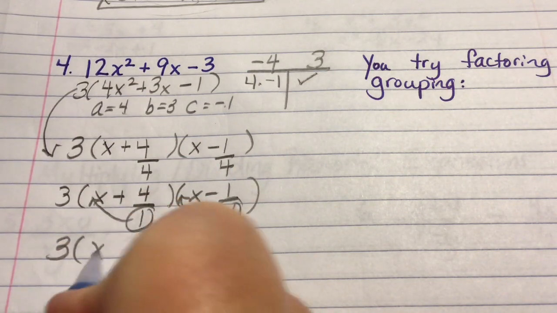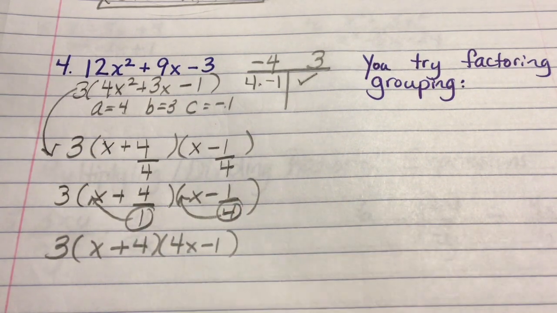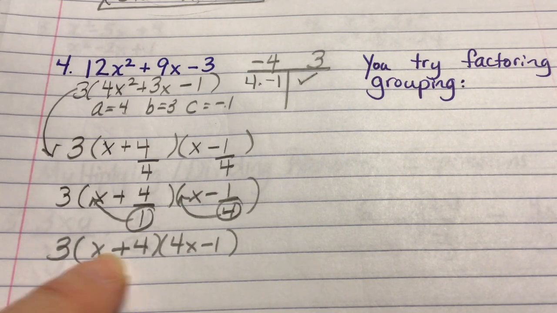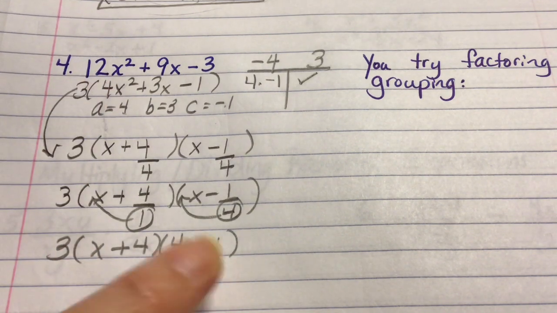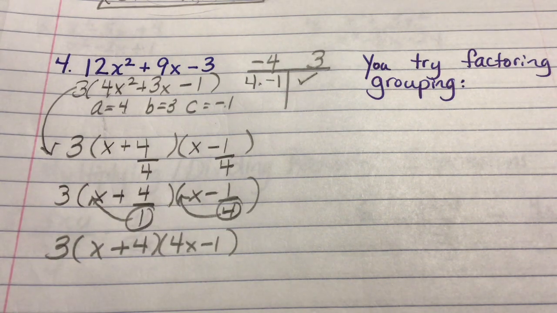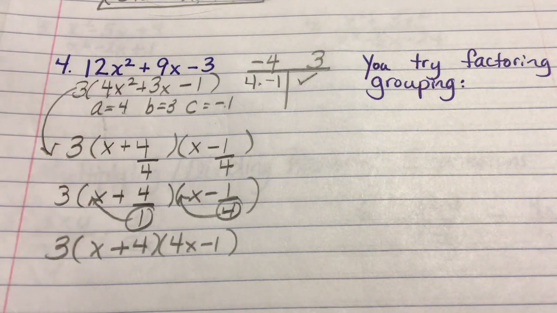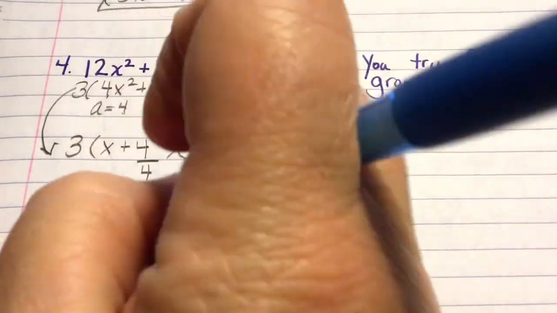So 1x plus 4 times 4x minus 1. Then let's see. X times 4x is 4x squared times 3 is 12x squared. -1x plus 16x is 15x. That's not correct. Oh, duh. 4 divided by 4 is 1. See, that's why you check, because I made a mistake. 1/1. Whoopsie.